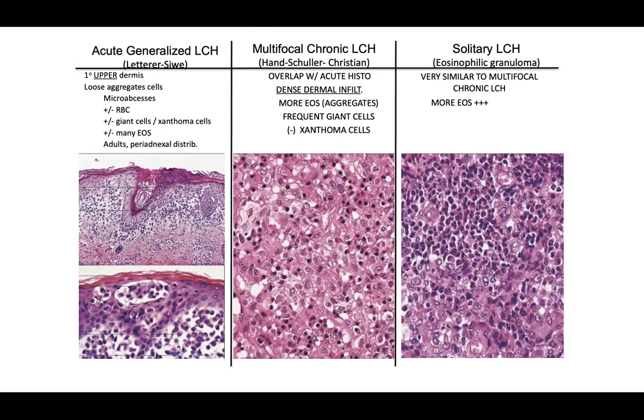And then solitary LCH, again, is going to look very similar to the dermal-based multifocal chronic LCH. You might have more eosinophils, and again, that's why it's called eosinophilic granuloma, but the clinical is going to be much different. And so you'll find that solitary lesion. Cranium is the number one affected area in the bone.